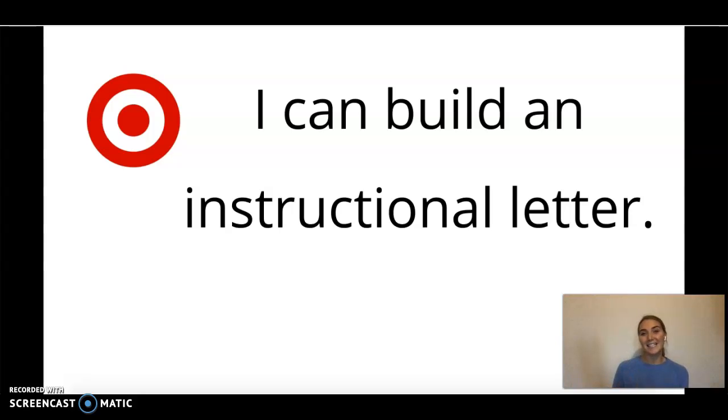Today our target skill is I can build an instructional letter. Today we are going to use what we know about commands, sentences that tell us to do something, and order words, words that tell us when to do it, to build an instructional letter. Now, we have written friendly letters before, but let's review the parts of a letter together.